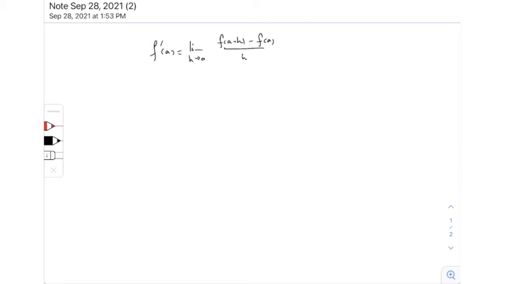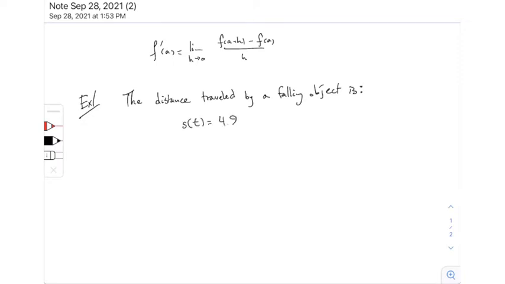I thought we'd start off with a little word problem. Here's a nice, cute little word problem. Let's say this is actually not made up. Most of my word problems are made up, but this is real life here. This is about a falling object that sort of accelerates as it falls. The distance traveled by a falling object is given by this formula: s of t equals 4.9 t squared. This is a true story.